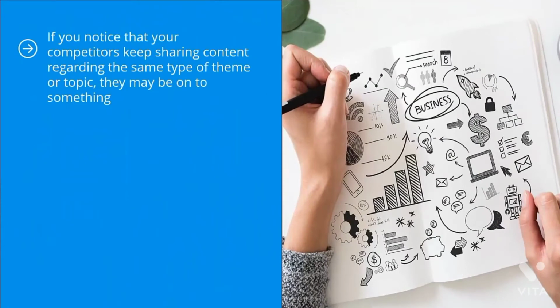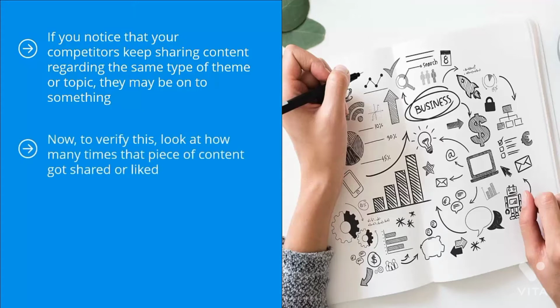If you notice that your competitors keep sharing content regarding the same type of theme or topic, they may be onto something. They wouldn't waste all this time, effort, and energy talking about the same stuff over and over unless, of course, it connects to their audience at some level or another and produced results. Now, to verify this, look at how many times that piece of content got shared or liked. That should give you some sort of objective proof that this content actually resonates with your target audience members.